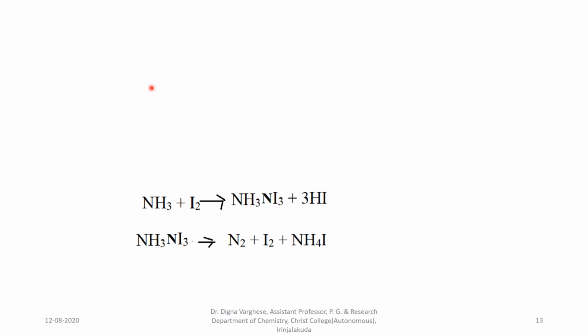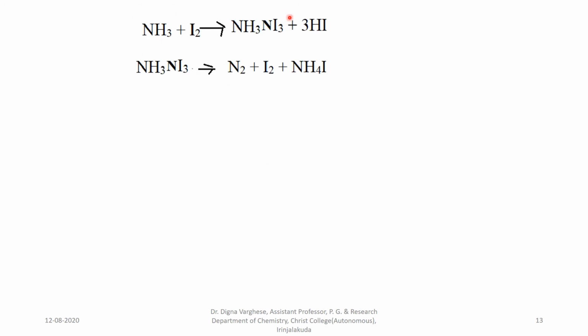If we take the halogen as iodine, the reaction will be different from that of chlorine and bromine. Here ammonia reacts with iodine to form NH3·NI3. This compound, on drying, becomes a solid that, when struck with something, even a feather, explodes, producing iodine vapors with nitrogen and ammonium iodide. This reaction you can usually see in chemistry based exhibitions.